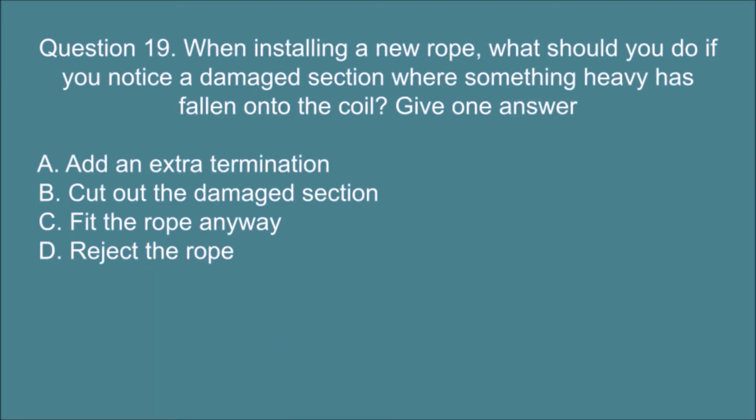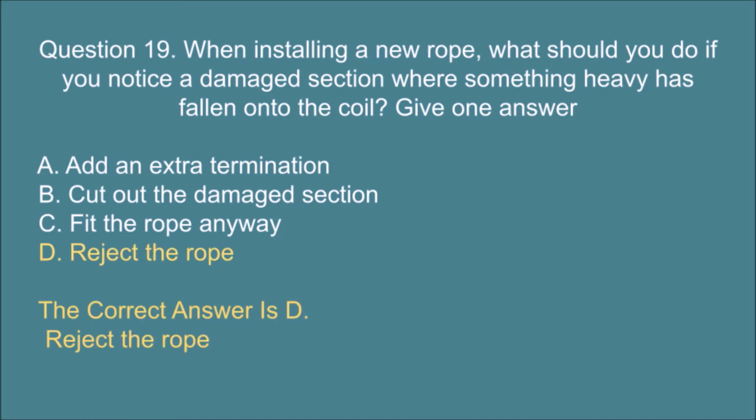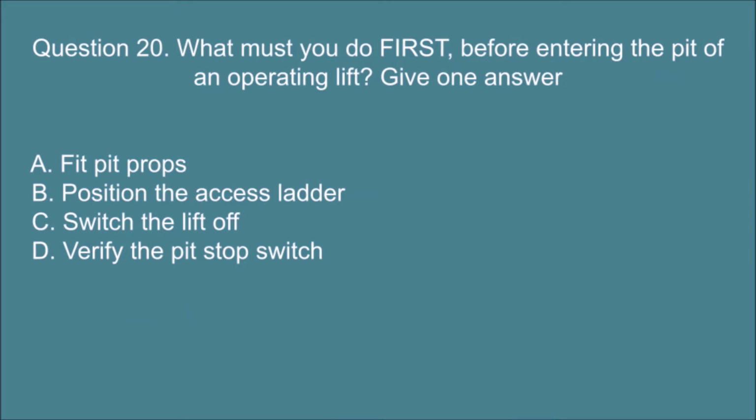Question 19. When installing a new rope, what should you do if you notice a damaged section where something heavy has fallen onto the coil? Give one answer. A. Add an extra termination. B. Cut out the damaged section. C. Fit the rope anyway. D. Reject the rope. The correct answer is D. Reject the rope.